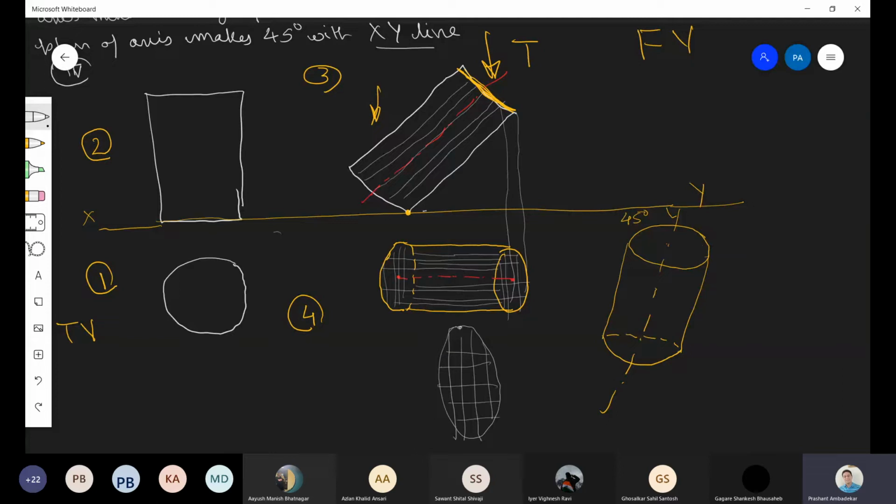You can take any 2 points, mark them here and draw a line. What is this angle? This angle is 45 degree, this angle is 90 degree. Then take the distance from this point to this point and cut an arc. Then from this point to this point, cut an arc. This point to this point, cut an arc. Again from this point to this point, cut an arc like this. You will get like this.